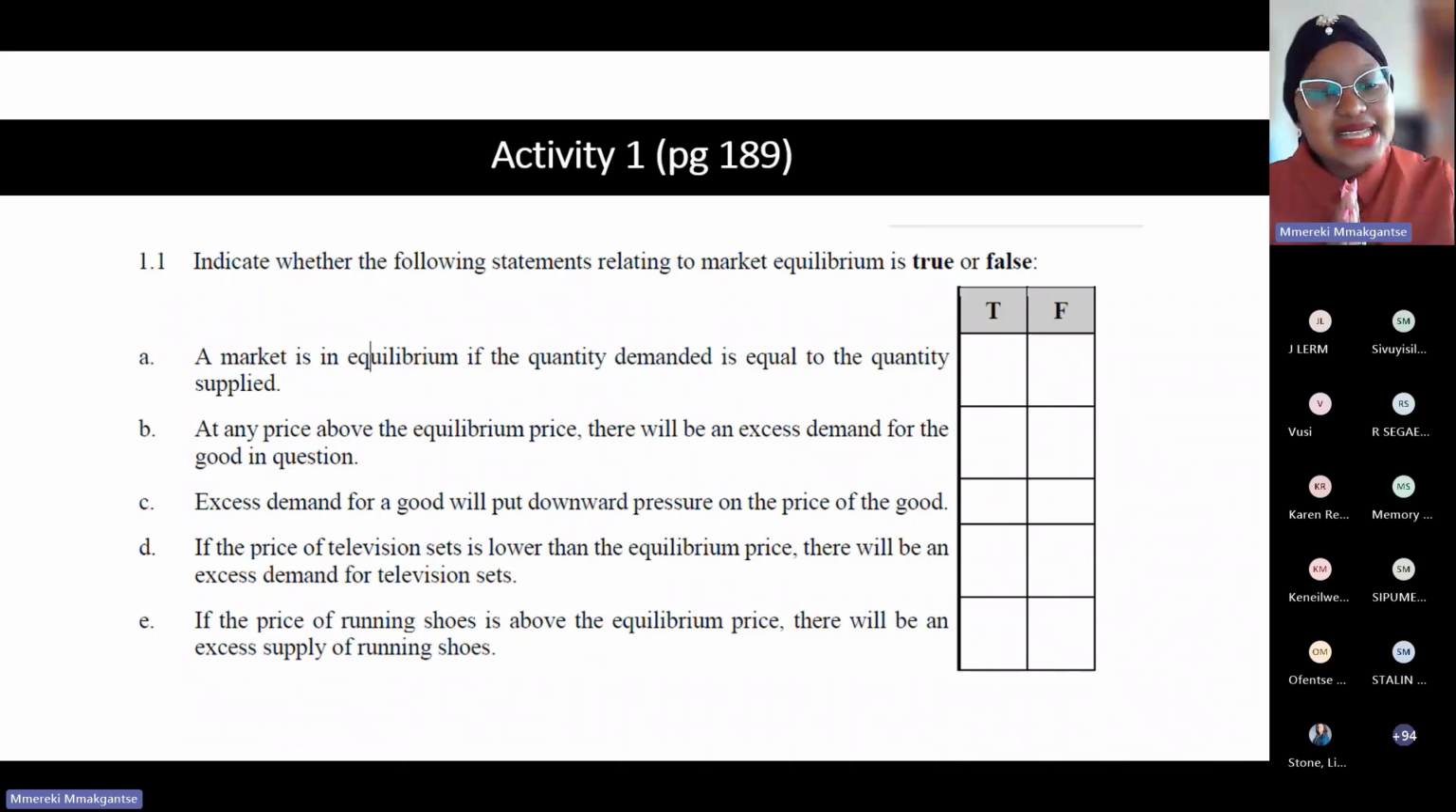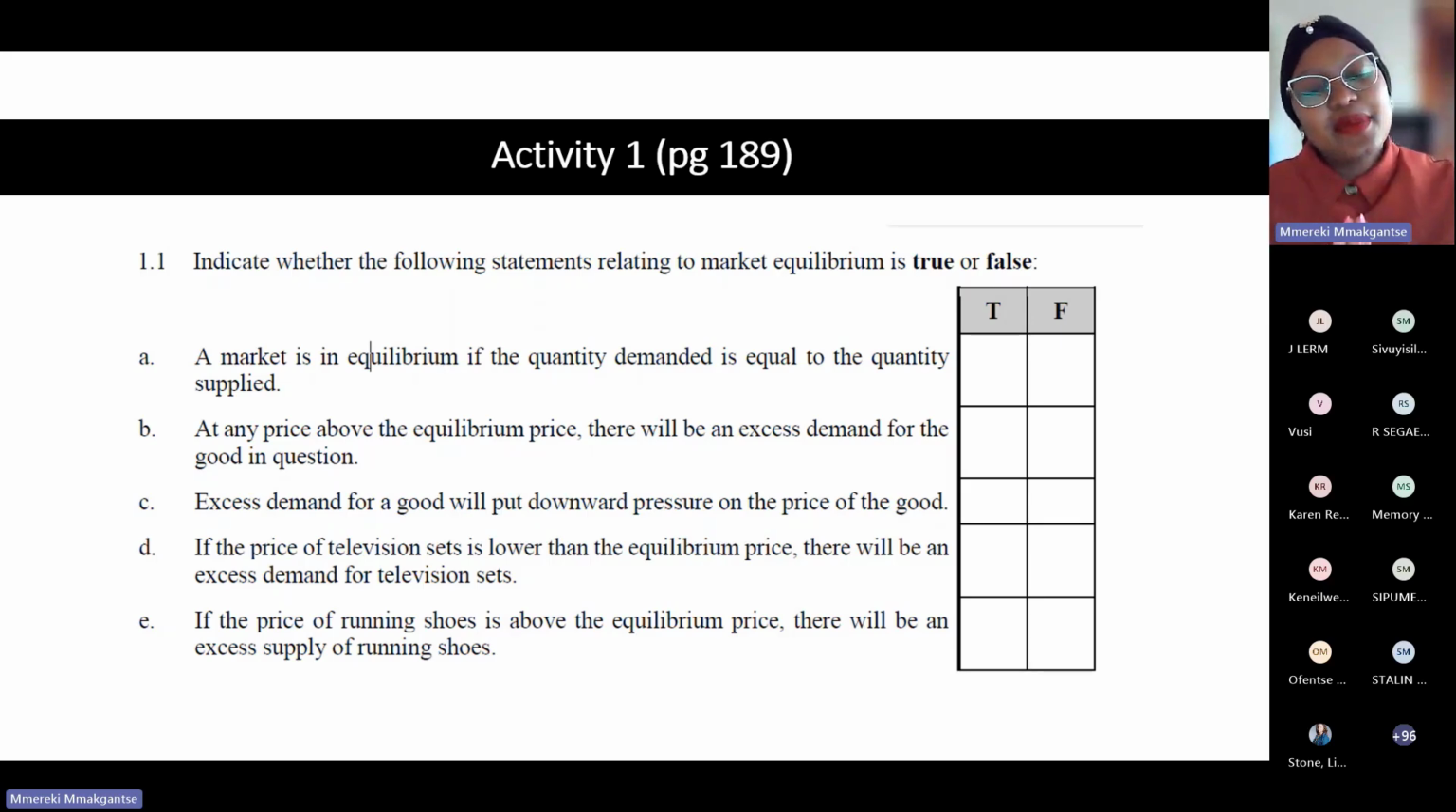Now, B: at any price above equilibrium, there will be excess demand for the good in question. I see a lot of false. If you said false, you are correct. Remember, our graph is like this. If the price is above the equilibrium, it is excess supply. If it's below the equilibrium price, it is excess demand. So if you said false for B, then you are correct.